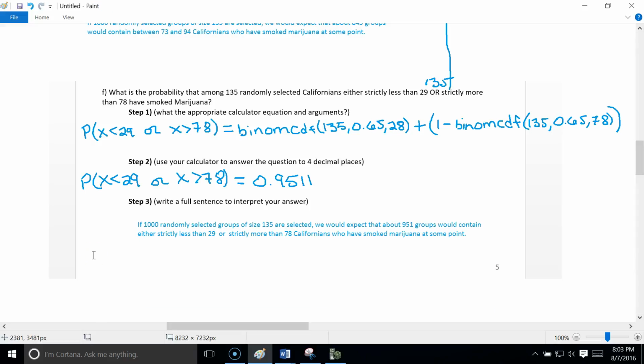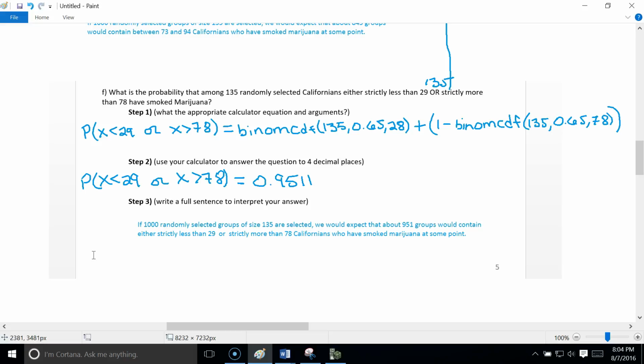Okay, so if 1,000 randomly selected groups of size 135 are selected, we would expect that about 951 groups would contain either strictly less than 29 or strictly more than 78 Californians who have smoked marijuana at some point. So the other 49 groups out of the 1,000 would have other results that don't lie in those regions. There would be 49 groups of size 135 each, where the number of Californians that have smoked marijuana at some point would lie somewhere between 29 and 78.